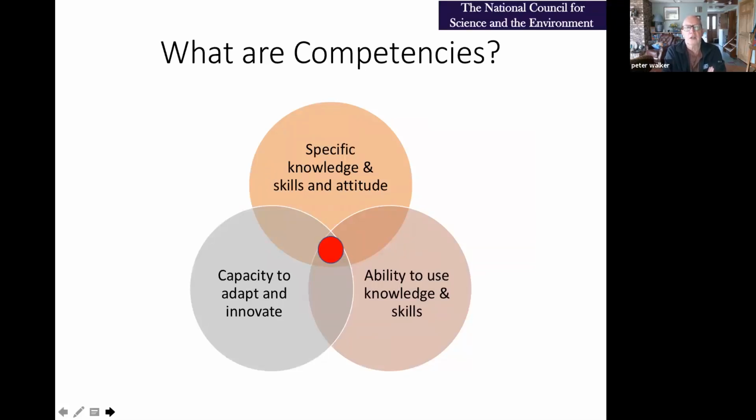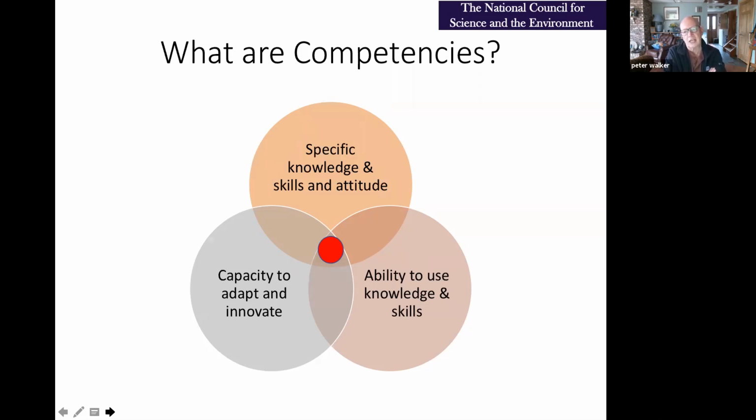Competencies are often seen as the intersection of three different things. First of all, the specific knowledge, skills and attitudes that you need to do a job. Typically this will be what is taught in a very practical course, right? So your ability to handle statistics and apply those statistics.